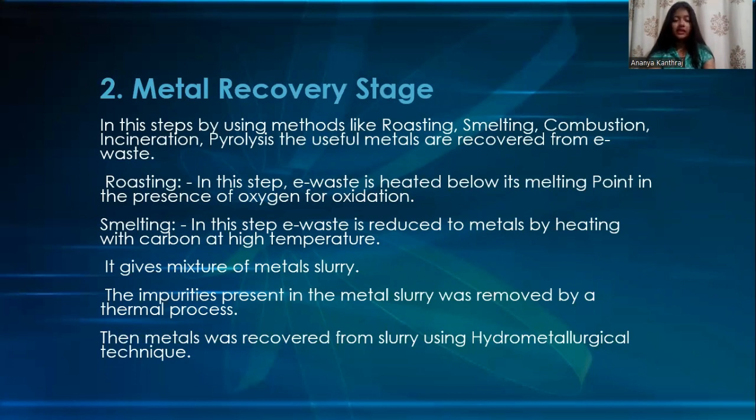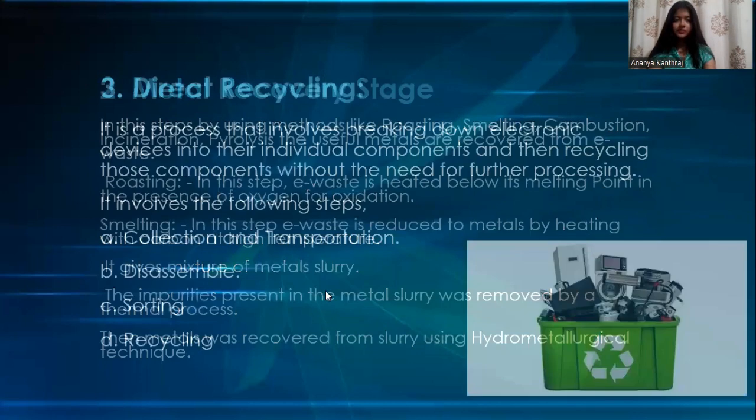So second is smelting. In this step, e-waste is reduced to metals by heating with carbon at high temperature. It gives a mixture of metal slurry. The impurities present in the metal slurry are removed by a thermal process. Then the metals are recovered from the slurry using a hydrometallurgical technique.